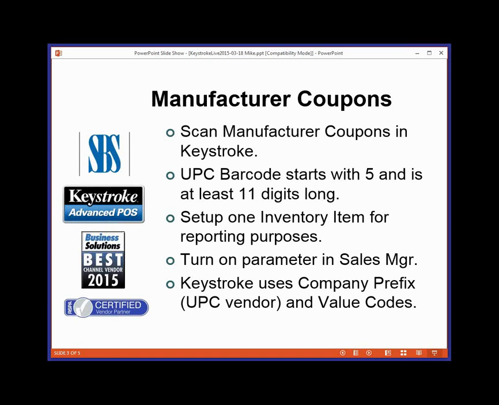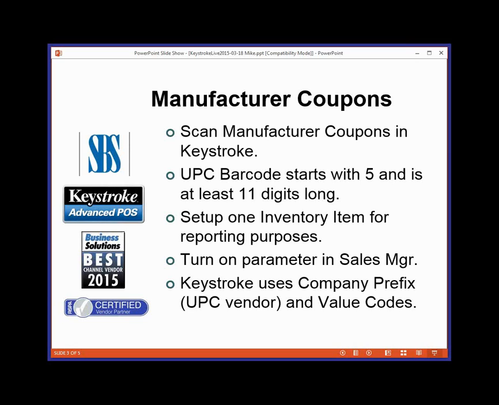This is manufacturer coupons using Keystroke. We actually use the process used by the UPC Council, and this is where you scan manufacturer coupons into Keystroke, and Keystroke actually looks for other items that you purchased to make sure that you are eligible to use the coupon on the purchase. The barcode normally starts with the number 5 in the first place, and then has at least 11 digits. It's a standard UPC barcode.